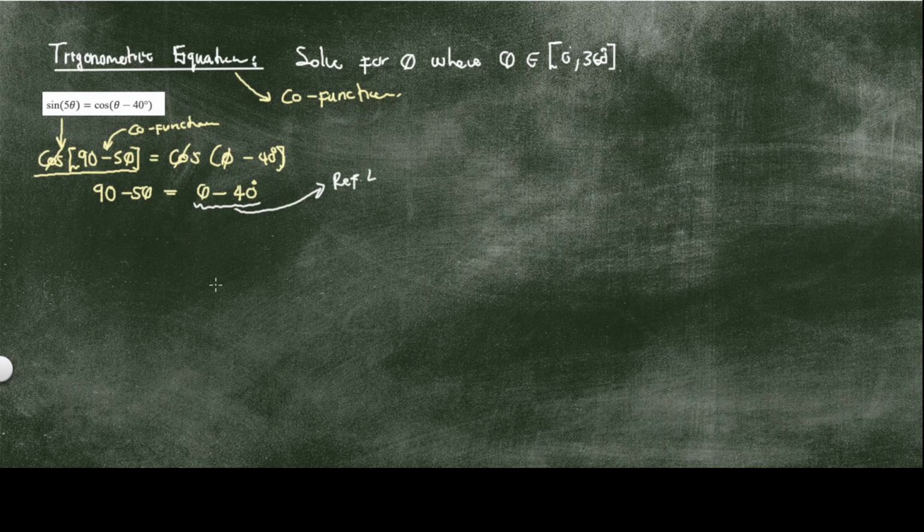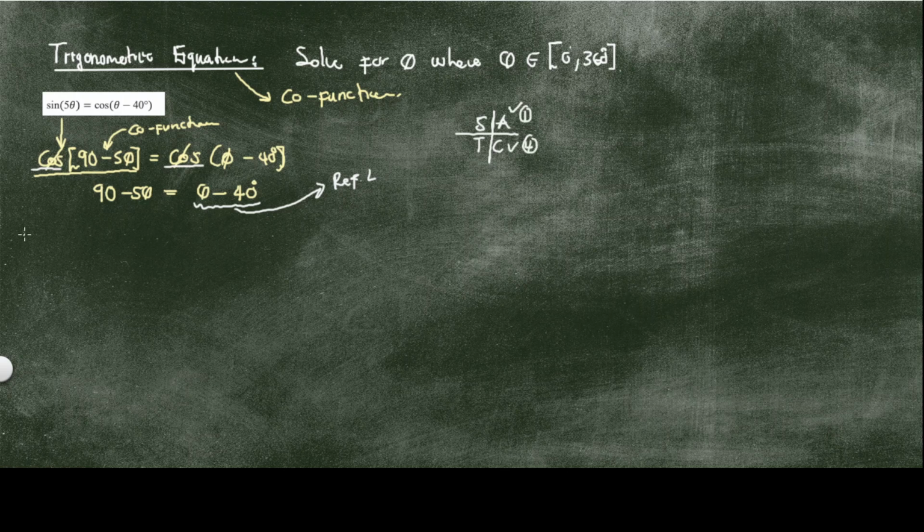From this step I don't have to calculate any further, just leave it like this. Then you decide on the quadrants using the CAST rule. Since both cos are positive, we are only interested in the quadrants where cos is positive. It's the first quadrant and the fourth quadrant.